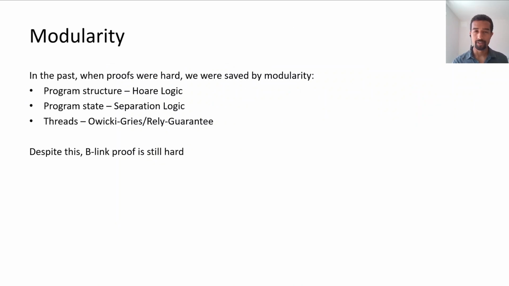In the past, when proofs got really hard, we invented new formal reasoning techniques that allowed our proofs to be more modular. For example, Hoare logic allows us to decompose our proofs based on program structure. So the proof of one method is independent from the proof of another. Separation logic allows us to decompose our proofs based on program state. So the proof of each method only has to reason about the local part of the state that it actually operates on. And techniques like rely-guarantee or Owicki-Gries allow our proofs to be thread modular. Despite having all these cool techniques, proving something like the B-link tree is still really hard.